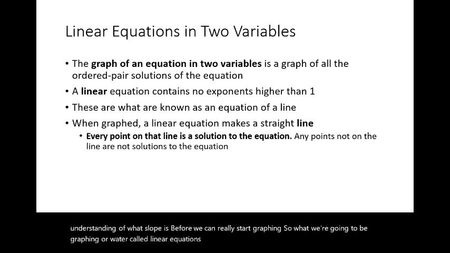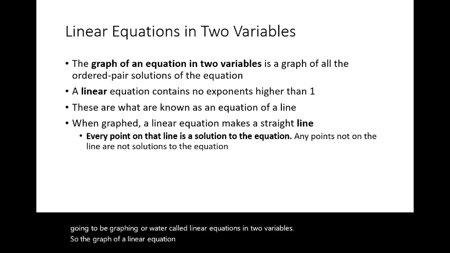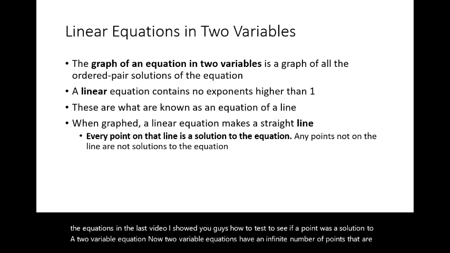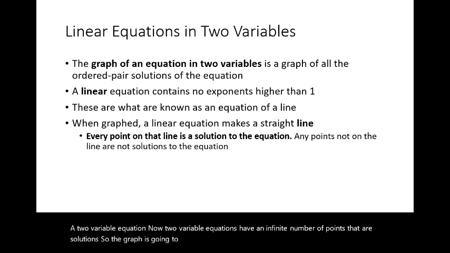So the graph of a linear equation in two variables is the graph of all the ordered pair solutions to the equation. In the last video, I showed you guys how to test to see if a point was a solution to a two-variable equation. Now, two-variable equations have an infinite number of points that are solutions, so the graph is going to be the collection of all of them.